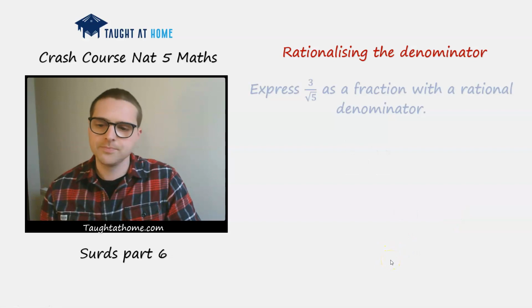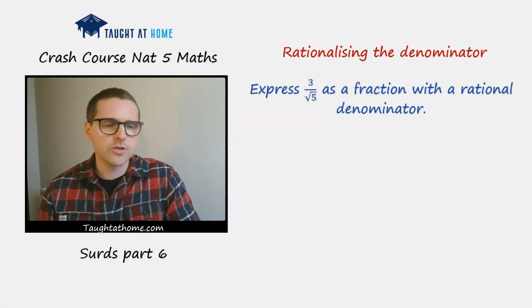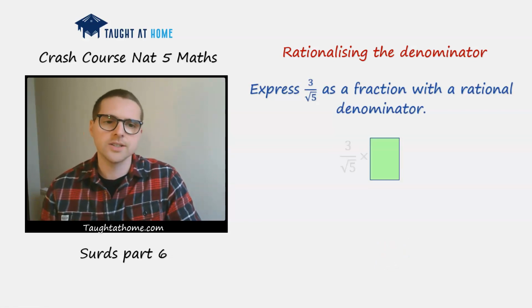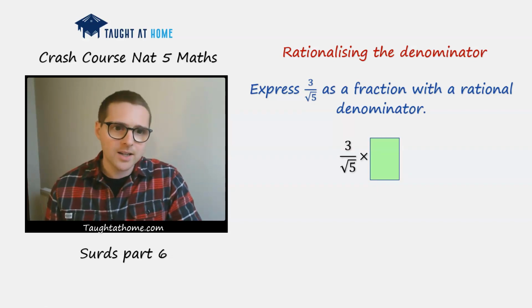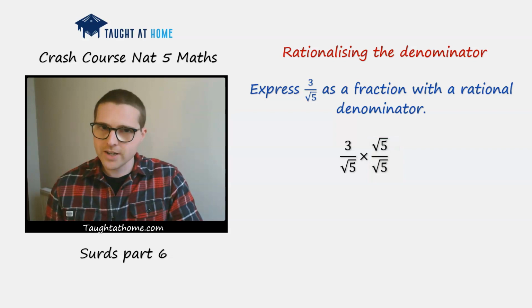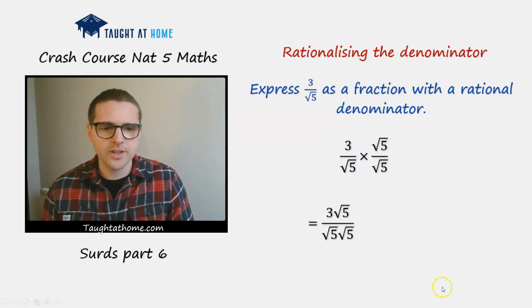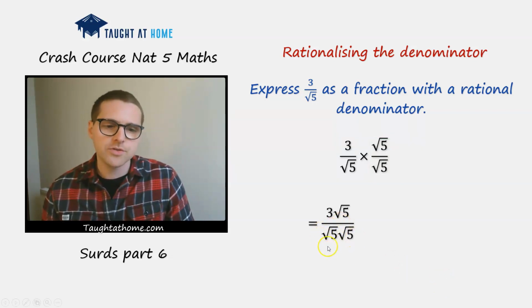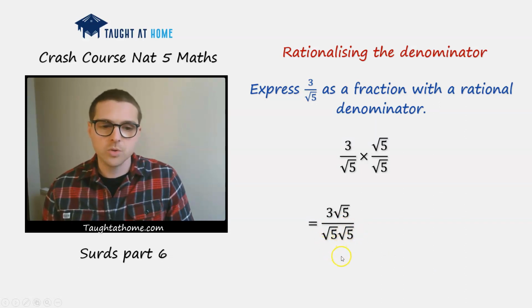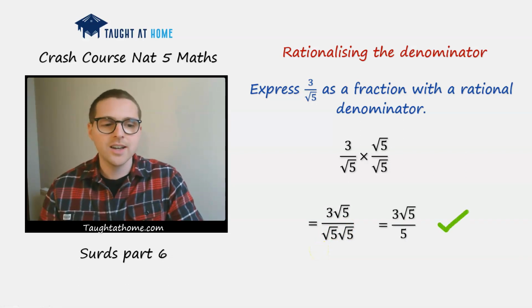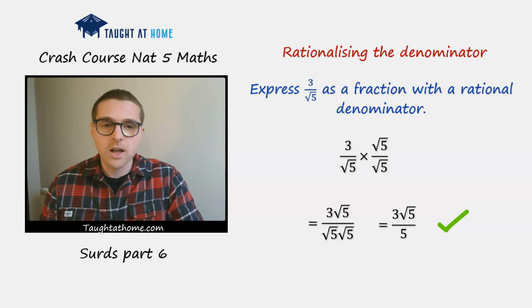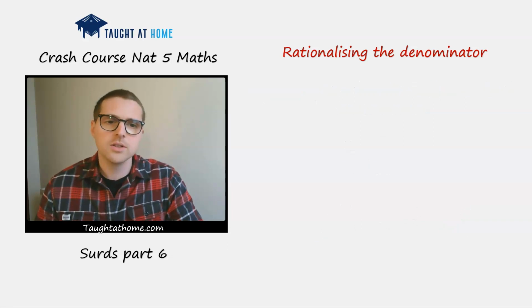So let's have another go. Express 3 over root 5 as a fraction with a rational denominator. So we've got 3 over root 5, and we're going to multiply it by root 5 over root 5. Because now we have 3 root 5 at the top, and these root 5s at the bottom become square root of 25, which is 5. So 3 root 5 over 5. And we've rationalised the denominator. And this is the technique that we use.